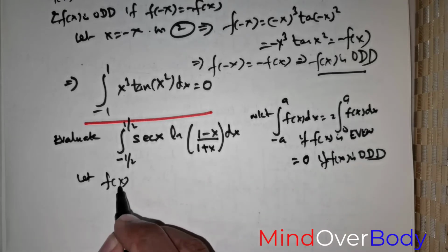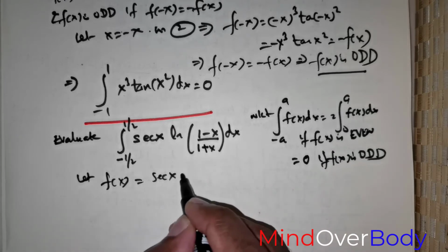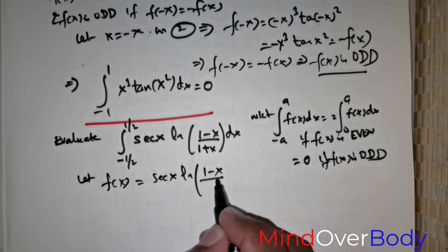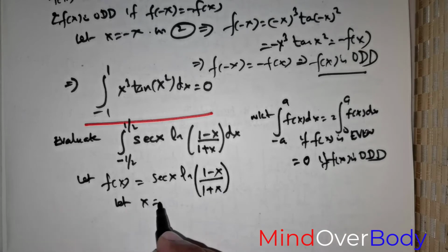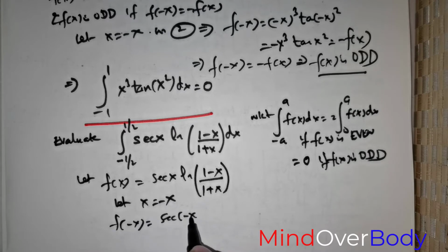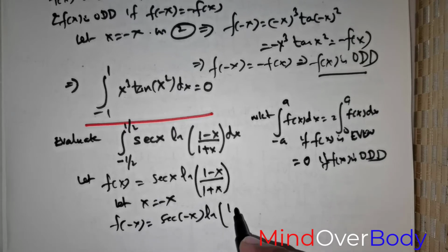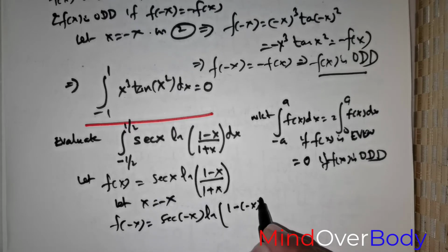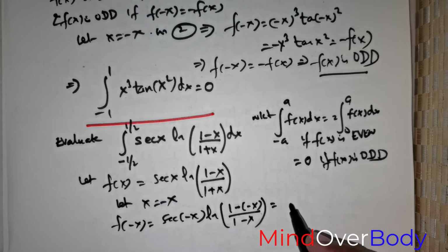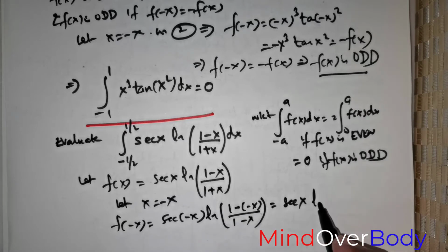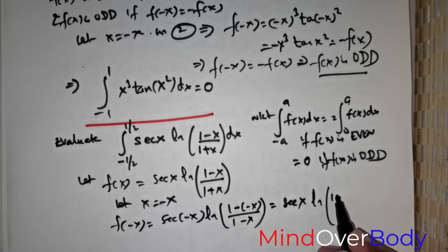So let me just take this as f of x is equal to secant x ln of (1 - x)/(1 + x). Now let me substitute x equal to negative x. So f of negative x is equal to secant of negative x times ln of (1 - (-x))/(1 + (-x)). This is equal to secant of negative x, which is going to give us secant x, times ln of (1 + x)/(1 - x).